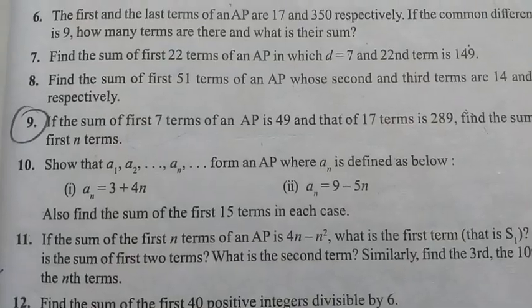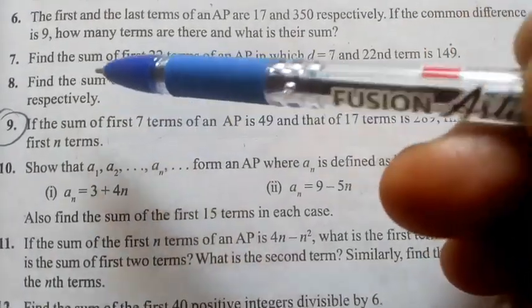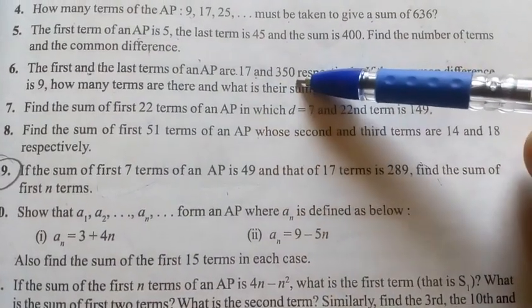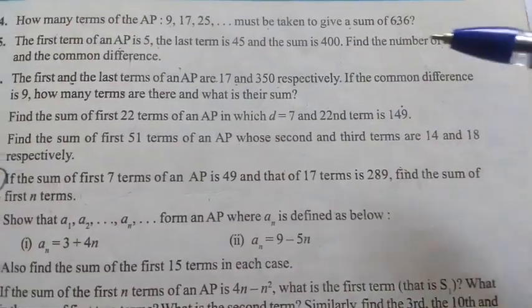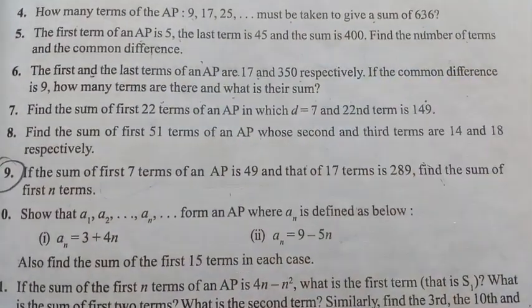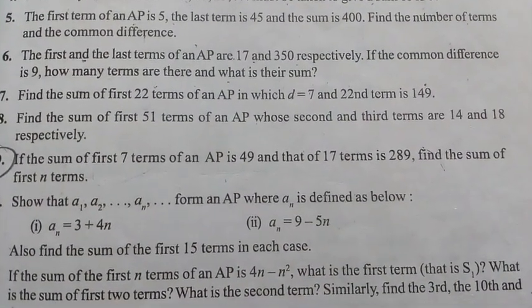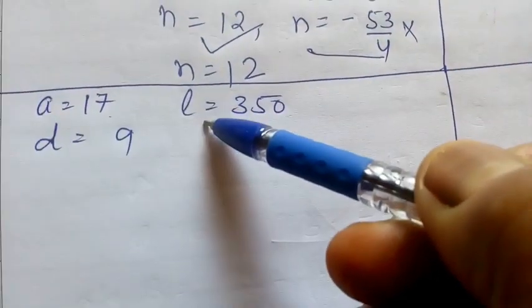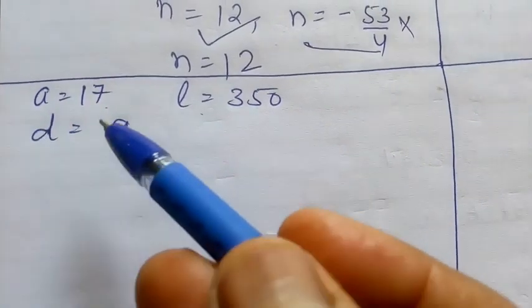Next question. Question number 6. The first and the last term of an AP are 17 and 350. If the common difference is 9, how many terms are there and what is their sum? It means you have to find the n and Sn. a equal to 17, l equal to 350 and difference equal to 9.